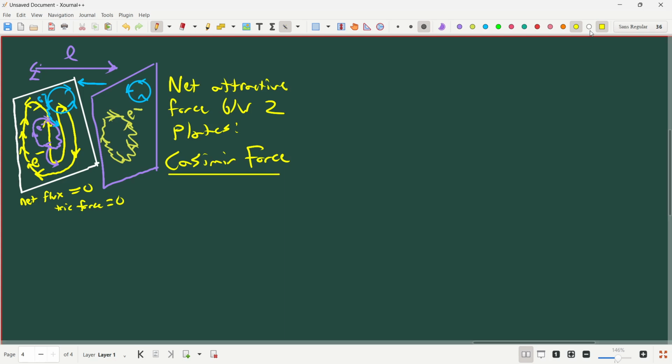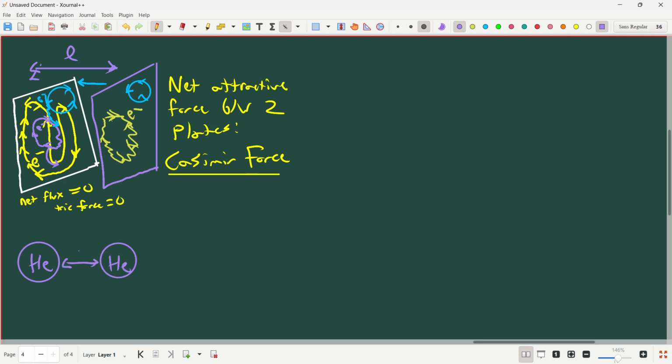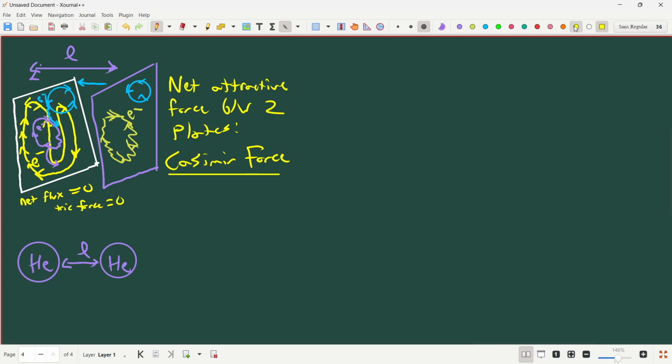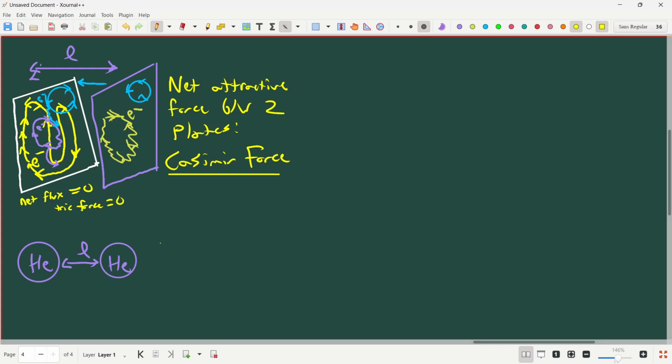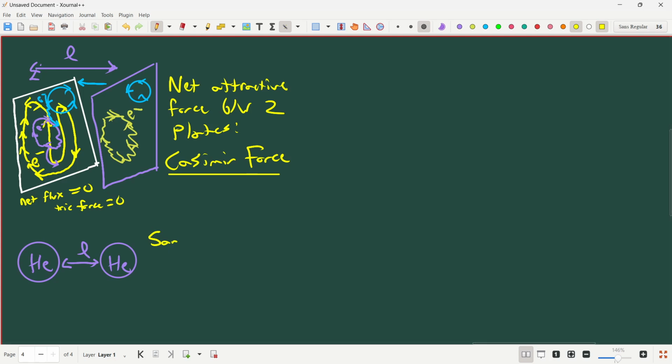All right, what if I replace these two plates with heliums? What if I take two helium atoms and separate them at a distance L? Same idea. Bring them close together. Do we see a net attraction? In fact, we do. Same effect, attractive force. But we give it a different name.